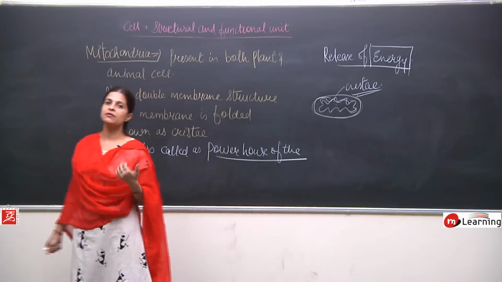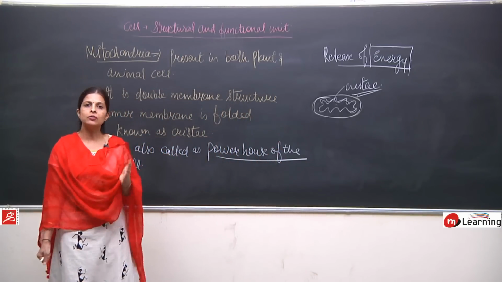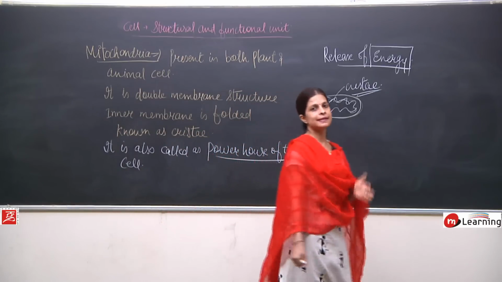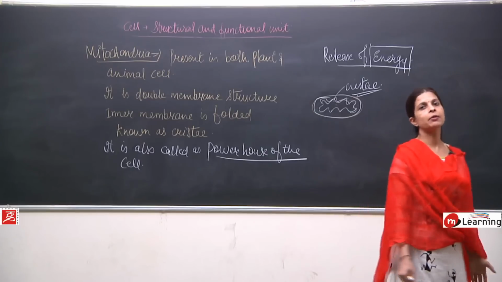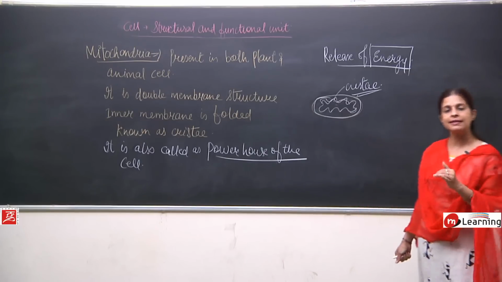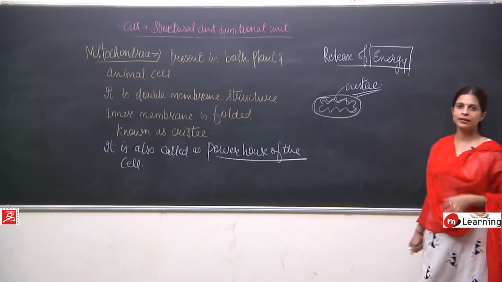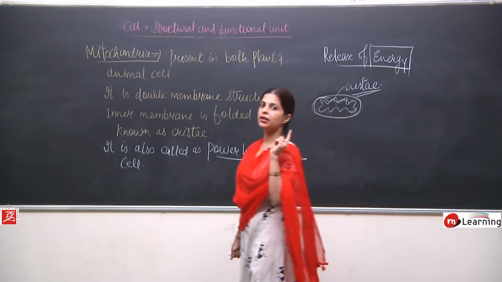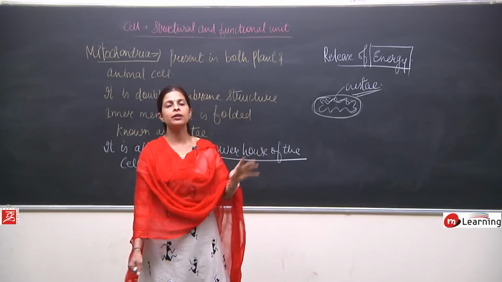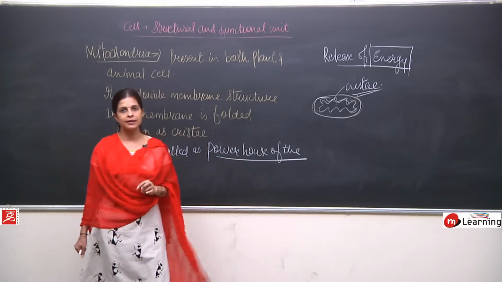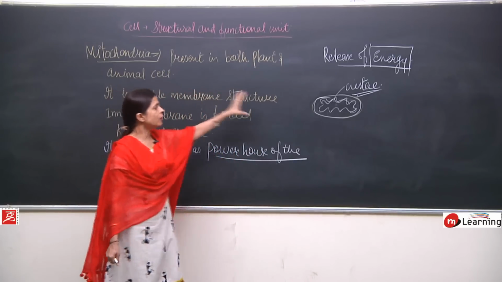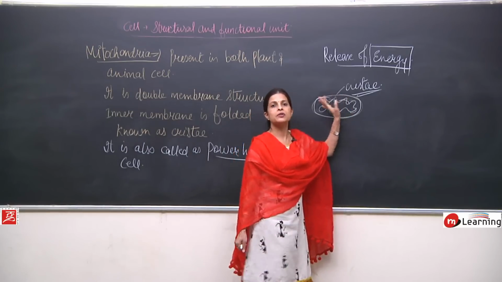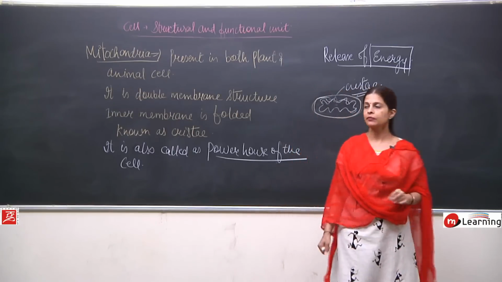Plants are stationary, so they definitely require energy, but in lesser amount. That is the reason the number of mitochondria is a little less in plants and more in animals. The animals which require more energy will have more mitochondria in their cells. It is a double wall structure. The inner wall is folded and it is known as cristae.